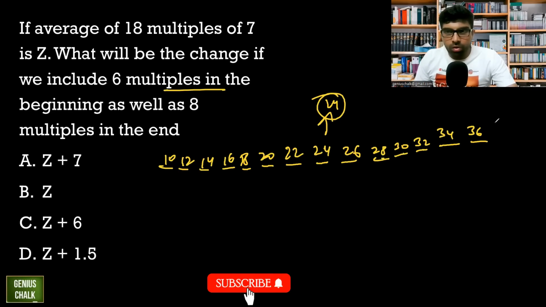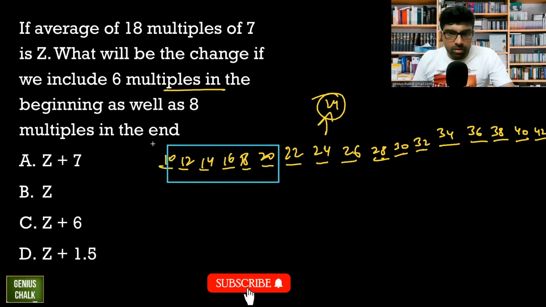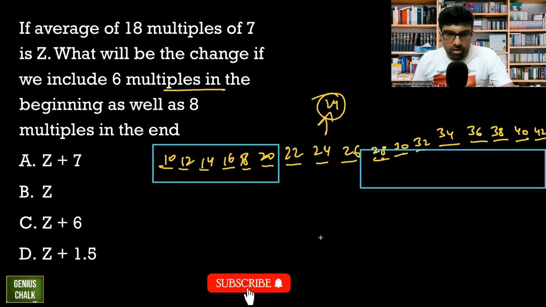So 1, 2, 3, 4, 5, 6, 7, and 8. Okay. Now, 6 multiples in the beginning, 8 multiples in the end. 6 multiples in the beginning means 1, 2, 3, 4, 5, 6. And 8 multiples, this is what we've added up in the last here.